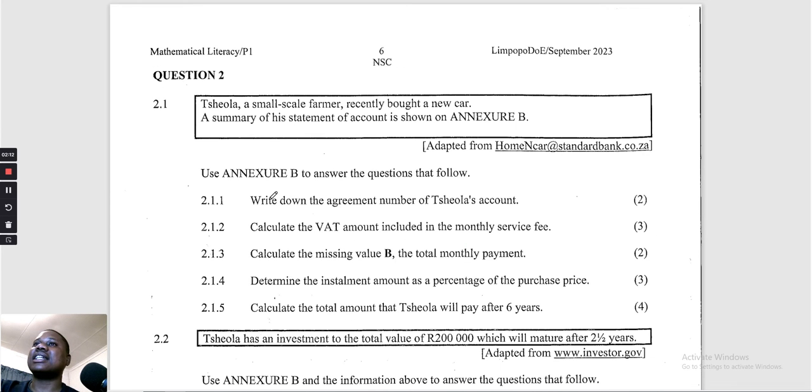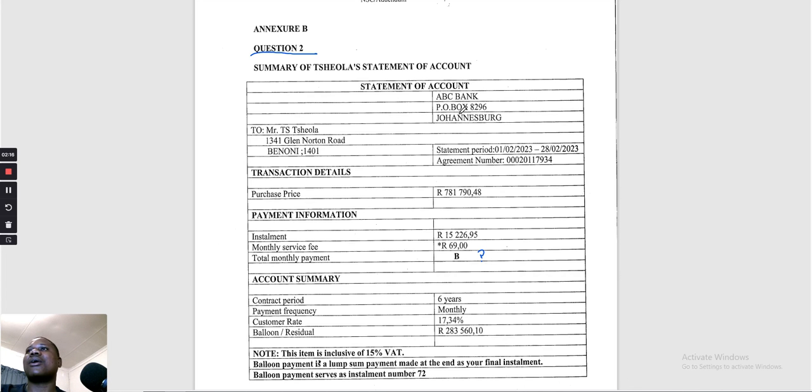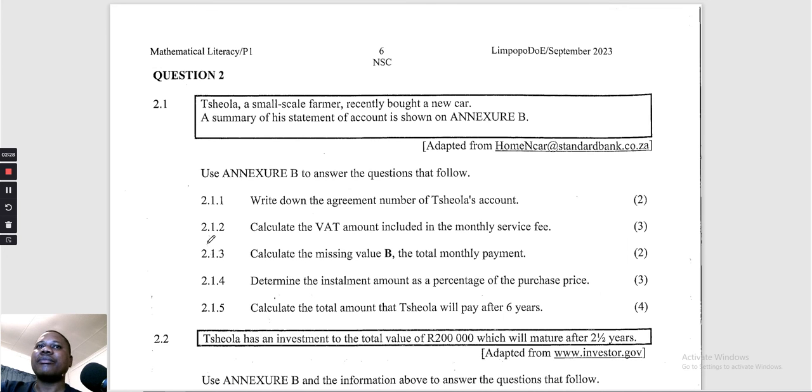Then let's go to the question. The question says, write down the agreement number of Teola's account. Let's go to that account and look at the agreement number. When you look on your right here, we have the agreement number. You just take this number the way it is, and you go and write it down there. Then let's continue. Question 2.1.2, they say calculate the VAT amount included in the monthly service fee.